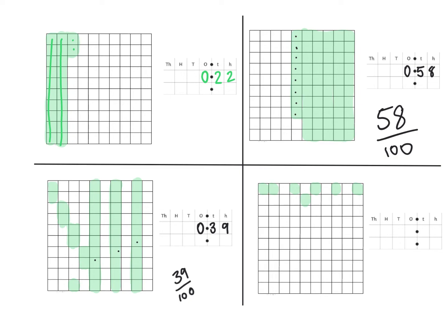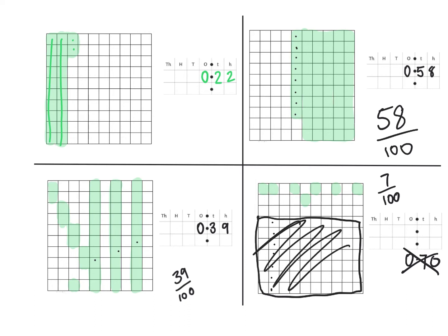And the lucky last one, I've got 2, 4, 6, 7. 7 out of 100. This one's a little bit tricky. I wonder if I tricked anybody. So remember, if I wrote it as 0.70, that is wrong. That would be me saying 1, 2, 3, 4, 5, 6, 7. That is this amount. That's 70 hundredths.